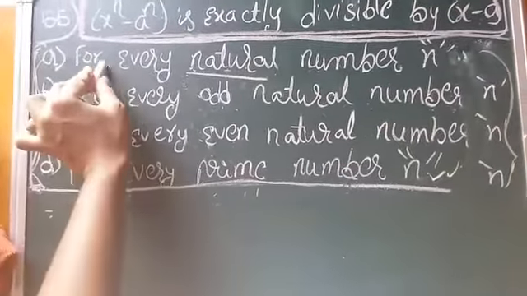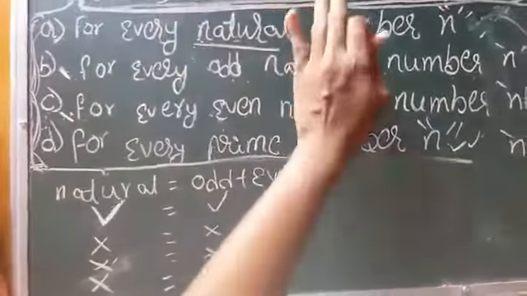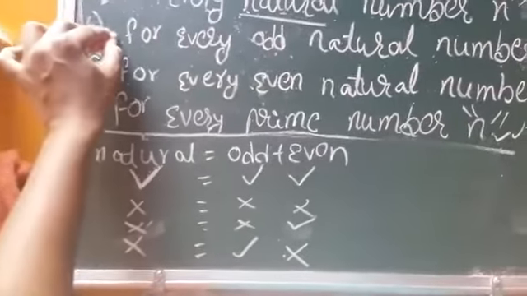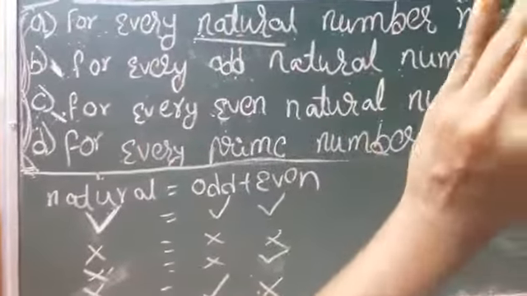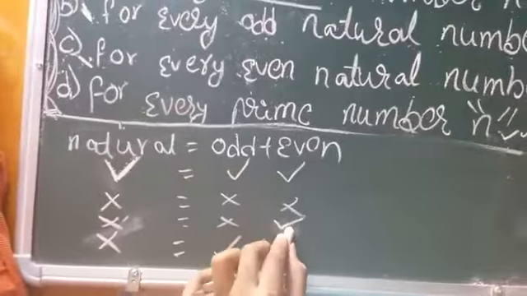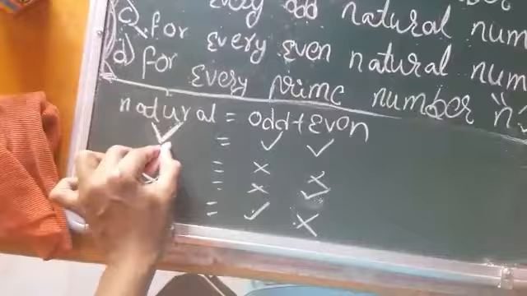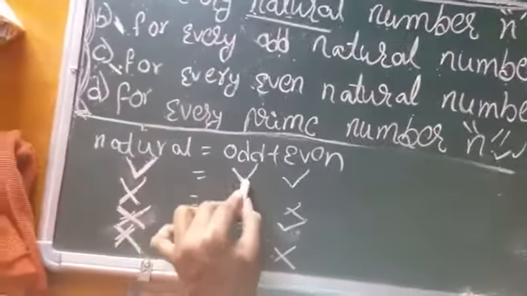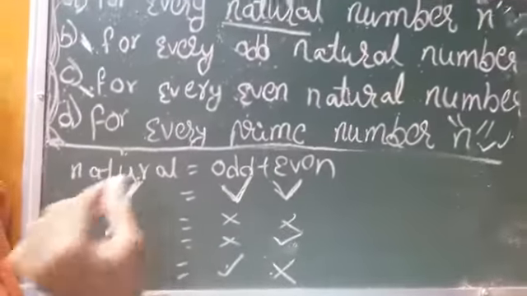So see the first option, for every natural number n. To satisfy the first condition, for every natural number n, it should satisfy both options B and C. Then only the first option should be correct. If it won't satisfy either B or C, that means odd or even, the first option should not be correct. When both options B and C are correct, then only the first answer is correct.